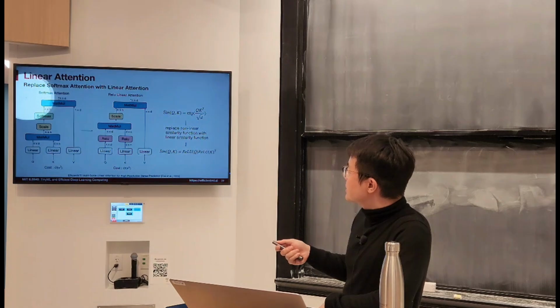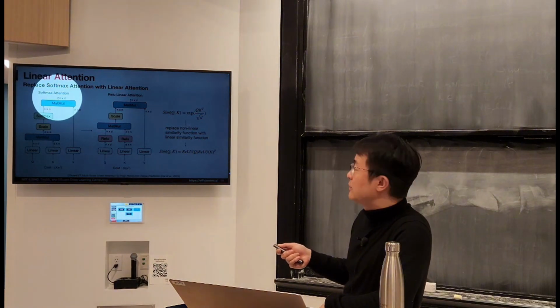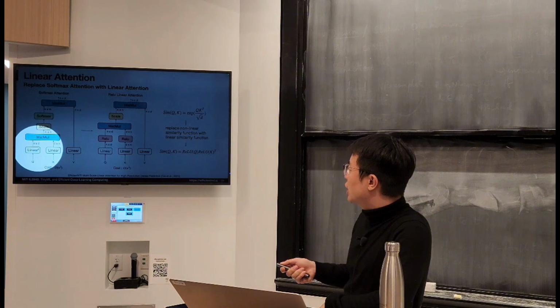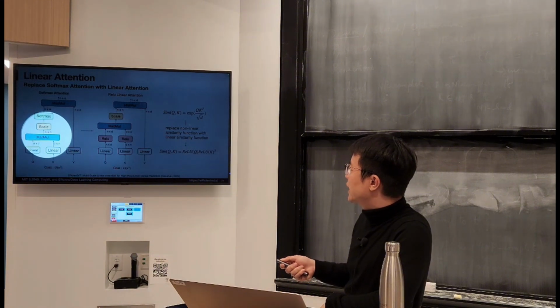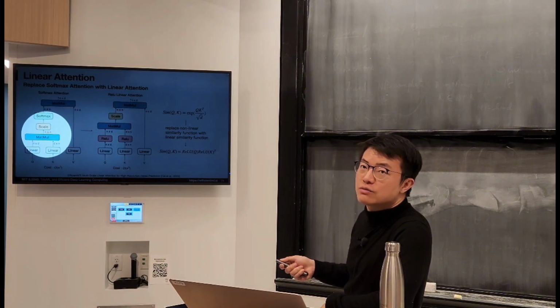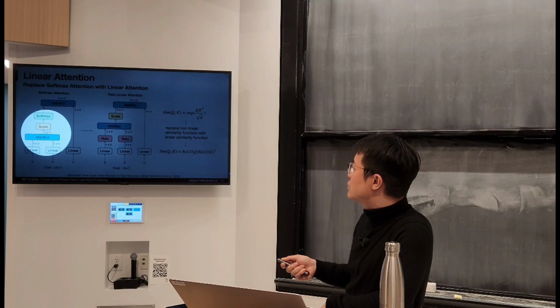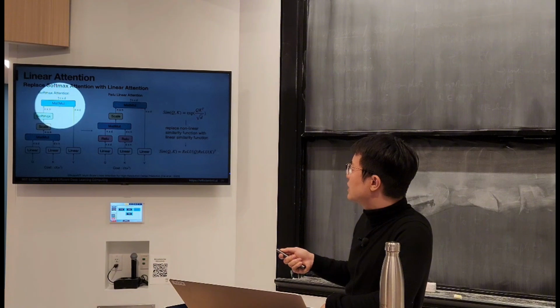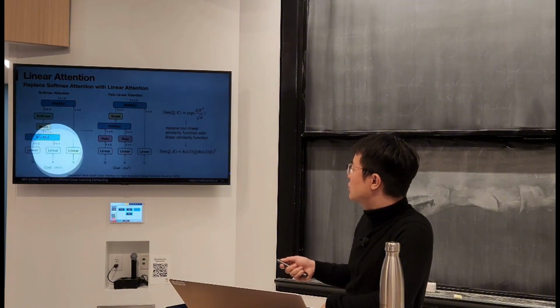Before that, let's first see the softmax attention equation. We have Q, K, V. We first compute QK transpose, and we get an n by n attention matrix. This is O(n^2). Scale it by the square root of d, take the softmax, and use that to do the weighted sum with V to get the final output. So the cost is O(n^2).